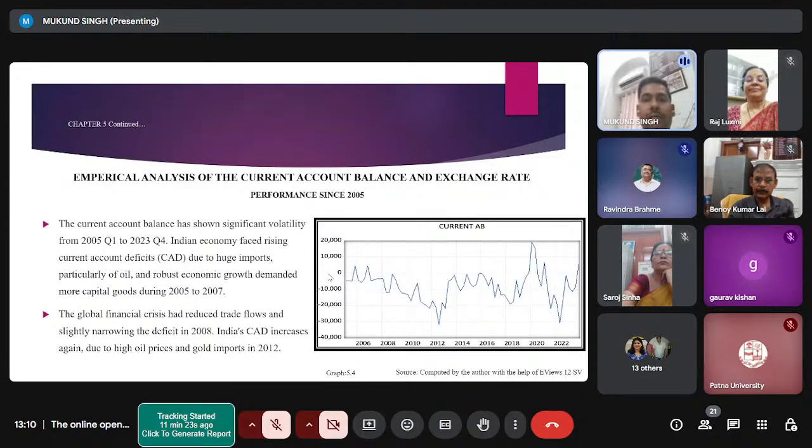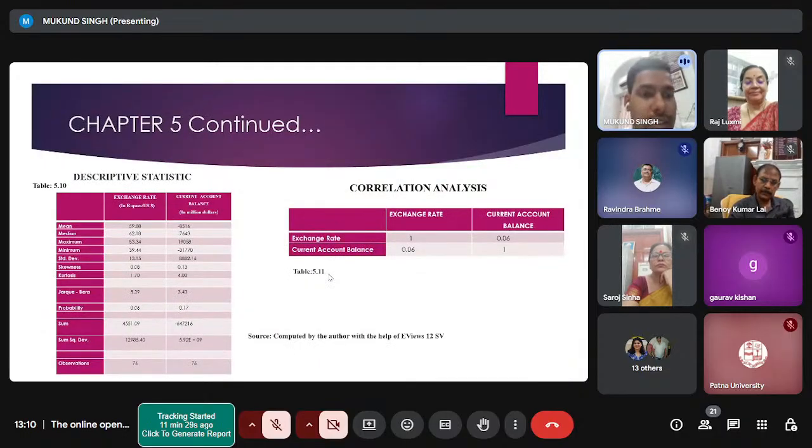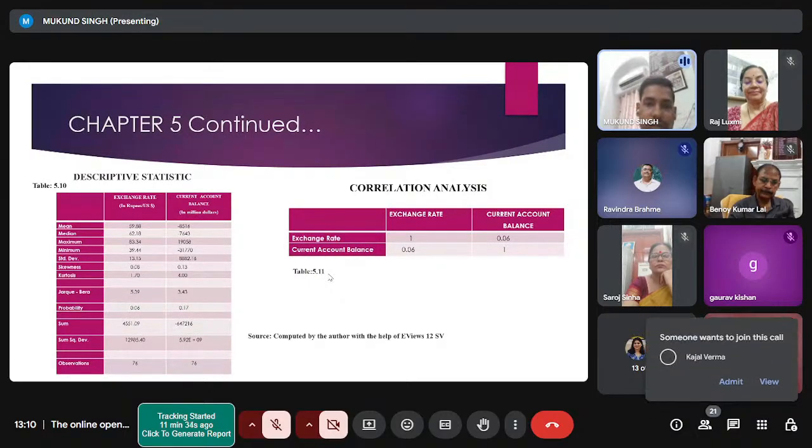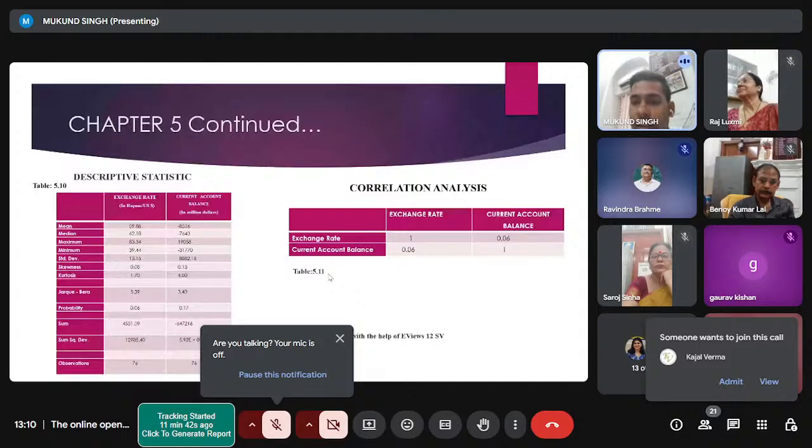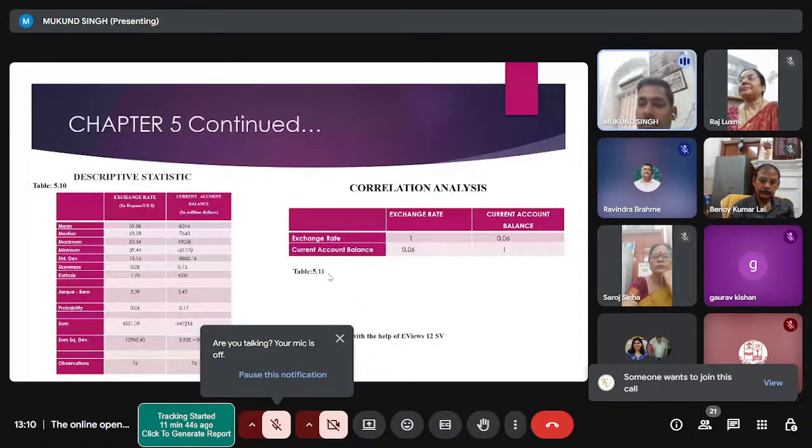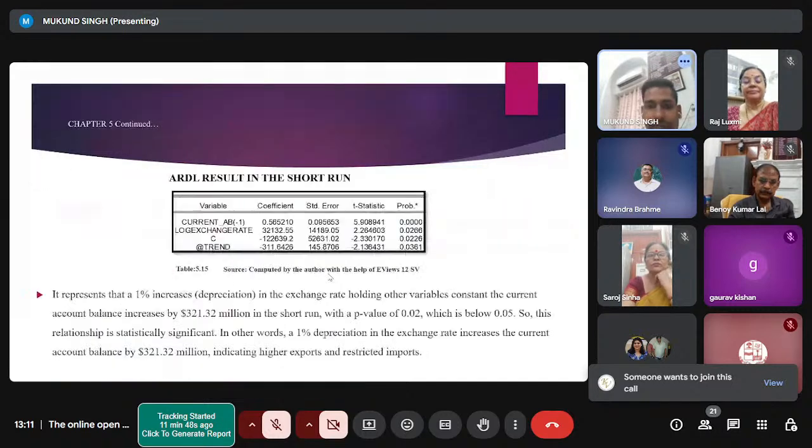Now, empirical analysis of current account balance and exchange rate. Descriptive statistics. This is based on 76 observations, where the mean current account balance is 8516 million US dollar, and the correlation is positive and weak between exchange rate and current account balance.